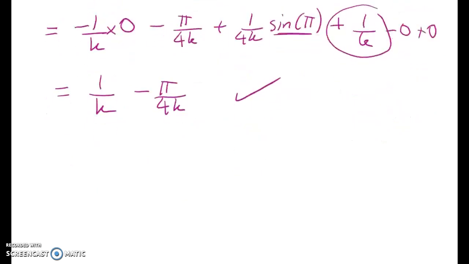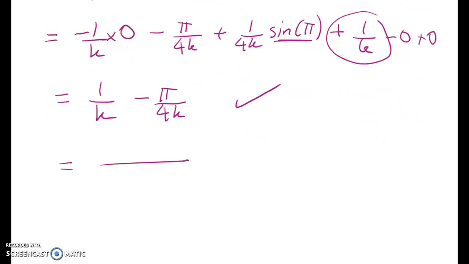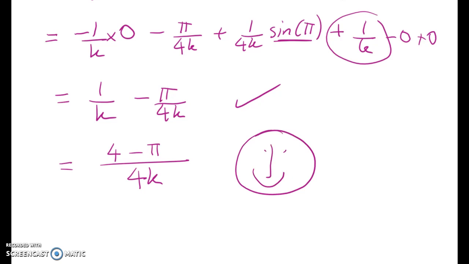Now, I'm sure that would get a big tick, but I'm going to make that look more beautiful. Common denominator will be 4k, and I'm going to have 4 minus pi on 4k. All right, so that's the end of what I think is a really nice excellence question. I'd love to see something like that in this year's paper. Not sure if we will or not.